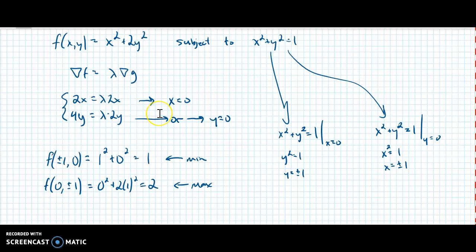Anyway, I really do hope that all of this work helps you see why the Lagrange multiplier process works, at least with a two-variable system and a single constraint. You can get more complicated in other ways, but I hope this helps you see why it works.